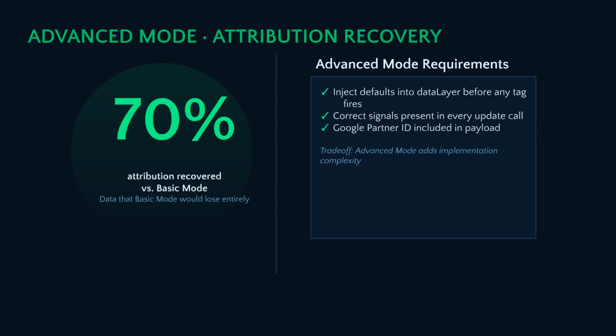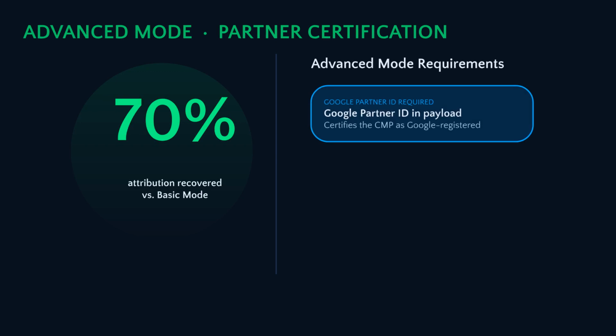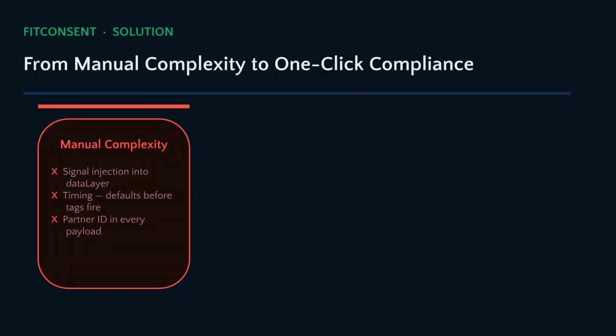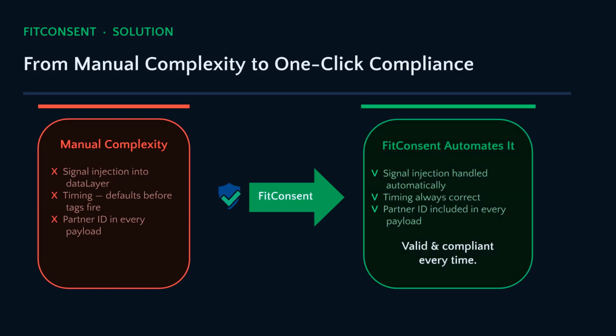The trade-off is complexity. Advanced Mode requires the consent defaults to be injected into the data layer before any tag fires, and the correct signals must be present in every update call. And Google requires a registered partner ID in the payload to verify the signals are coming from a certified CMP. Managing all of this manually is error-prone. FitConsent automates the entire technical handshake. It handles the signal injection, the timing, and the partner ID, so that what reaches Google is always valid and compliant. Let's open the dashboard and see how it's set up.